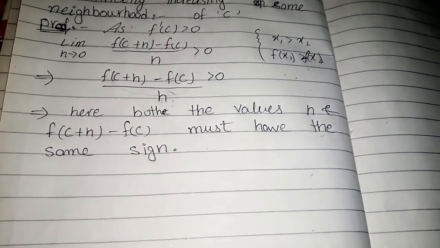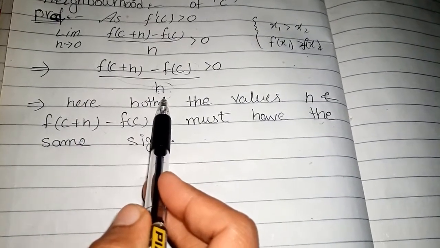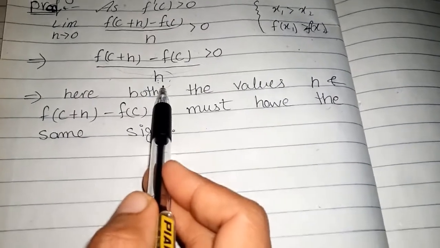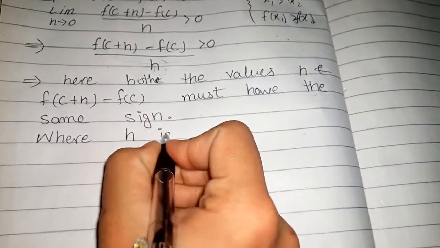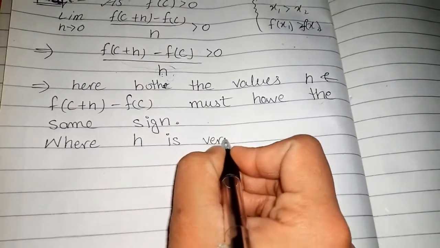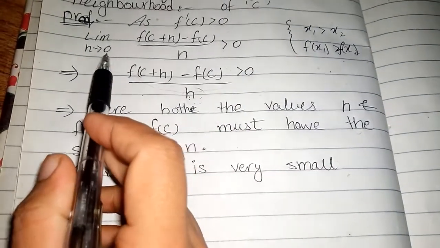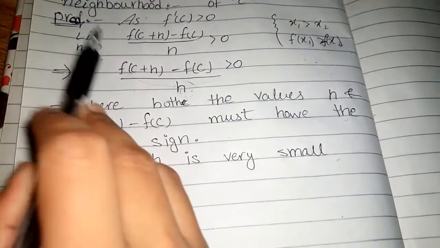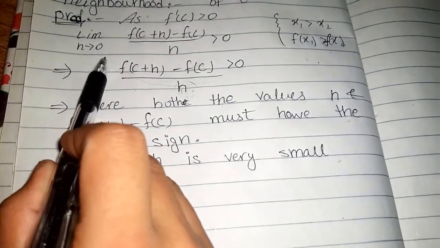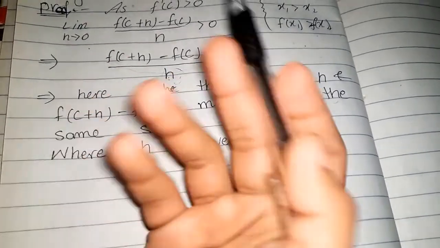Then we have to assume what h is. h is a very small value, but it may be a positive or a negative value. It tends to 0, but it must not be 0. So it tends to 0, that means it is very small, but it is not restricted to being positive or negative.